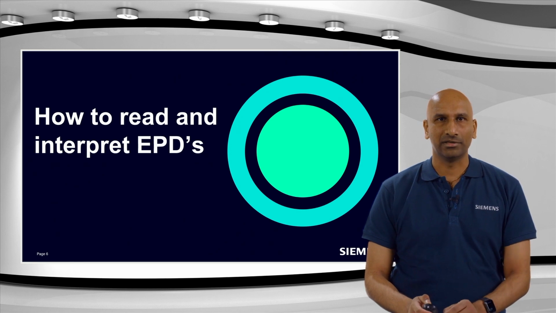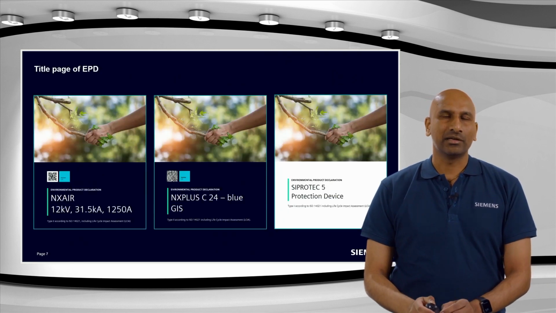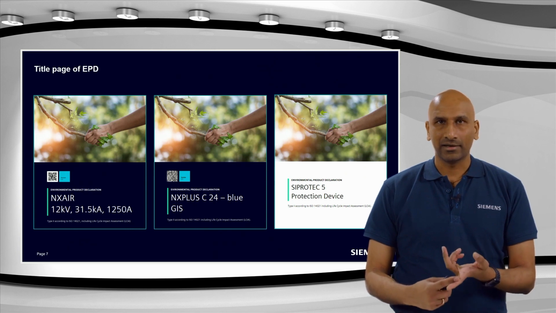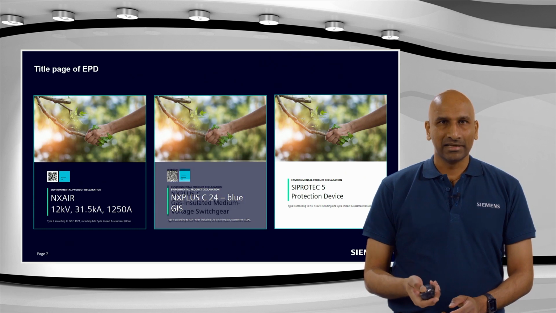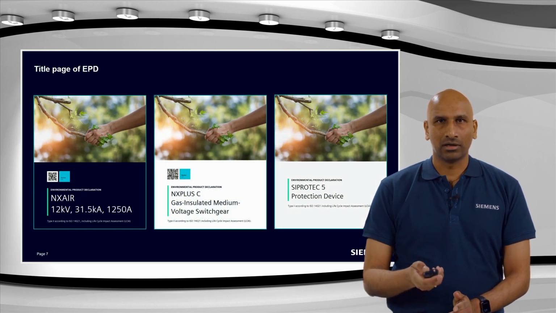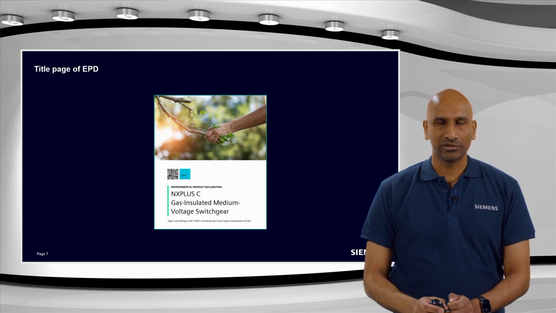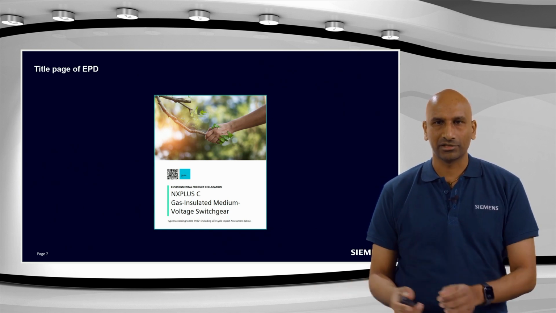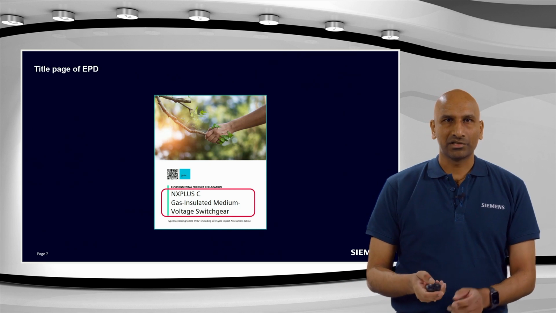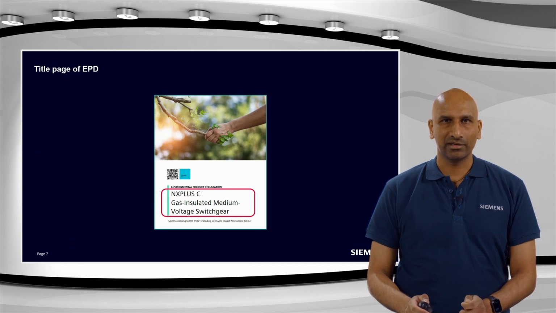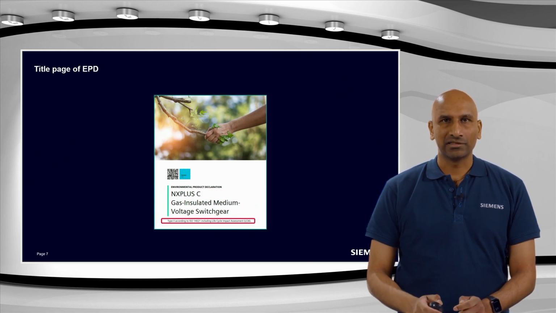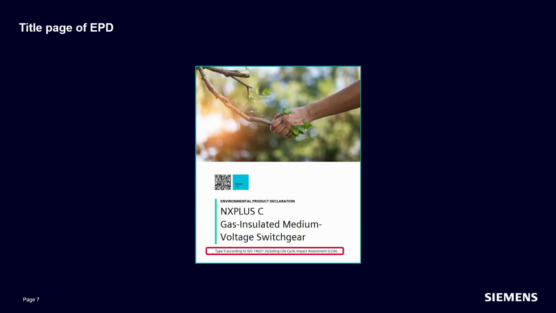In Siemens, we are creating EPDs for all the portfolio elements like air insulated switchgear, gas insulated switchgear, protection equipment, and so on. Today I will take one of our NX+C gas insulated switchgear EPDs as an example for my whole explanation. As I mentioned, on the title page you will see for which representative product the EPD is created, and which type of EPD it is. As Laurent mentioned, Siemens is currently creating Type 2 EPDs, including a detailed life cycle assessment.